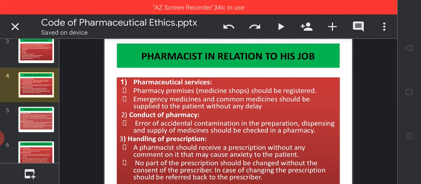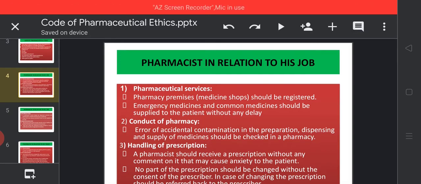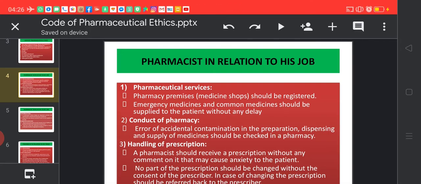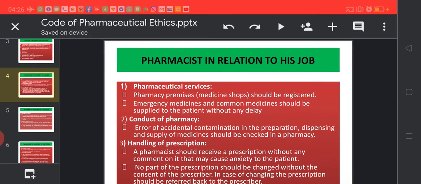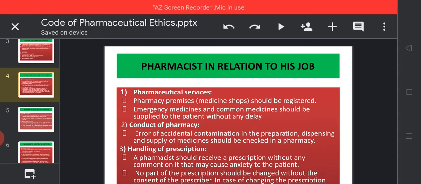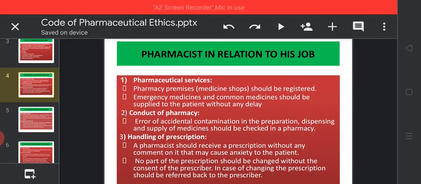So first of all, the area where you are going to serve as a profession of pharmacy, that pharmacy premises should be registered. मेडिकल की शॉप जो आपने खोला है, सबसे पहला, being a pharmacist, you should be registered in a pharmacy council. ये फर्स्ट एंड फॉरमोस्ट इम्पोर्टेंट ड्यूटी है towards each and every pharmacist.